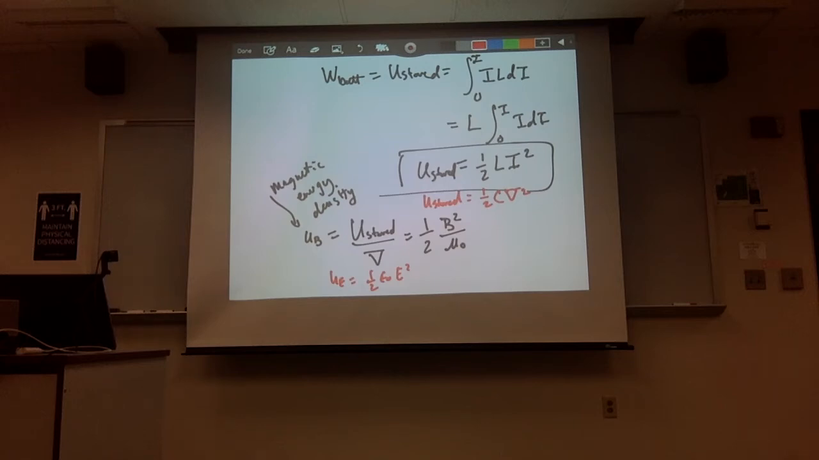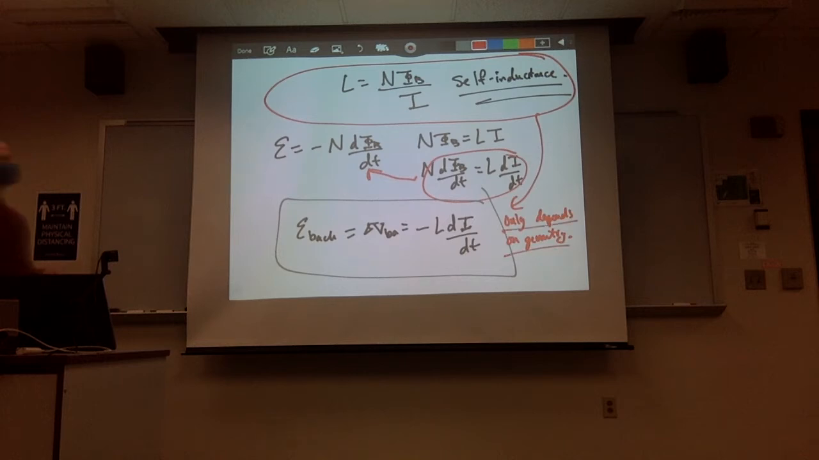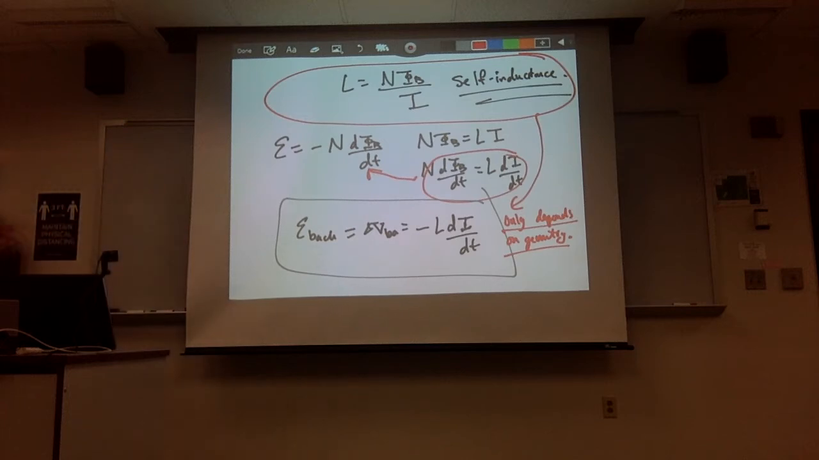Now, let's make another note about self-inductance. It turns out self-inductance, just like parallel plate capacitors, is only dependent on geometry. So again, just like parallel plate capacitors, which only depended on geometry, self-inductance also only depends on geometry, which means that if I change the geometry, I change the inductance of the inductor. But if I don't change the geometry and I only change the amount of current, or the amount of magnetic field, I don't change the inductance. I just change the response of the other object.